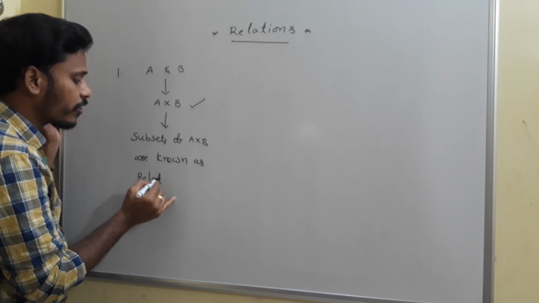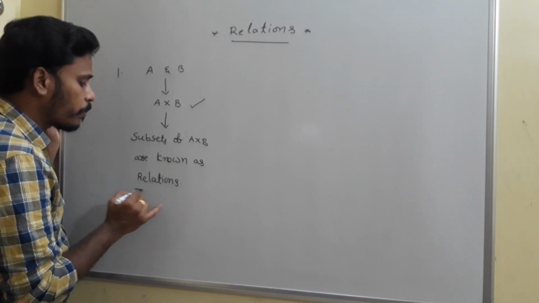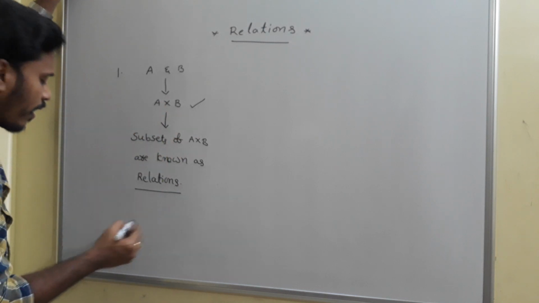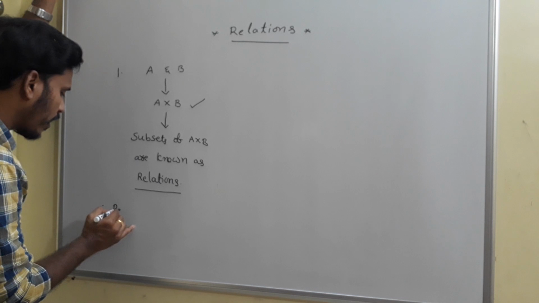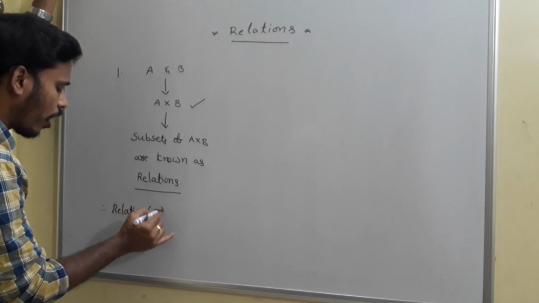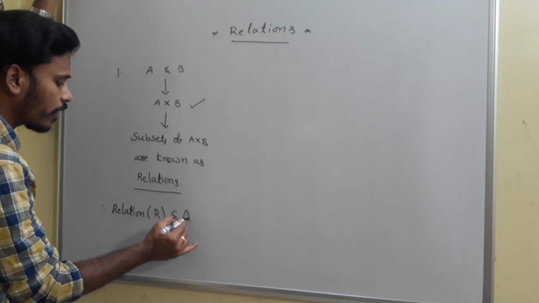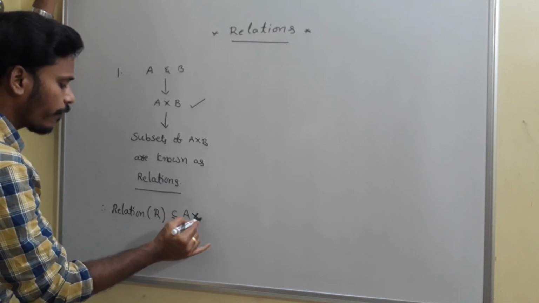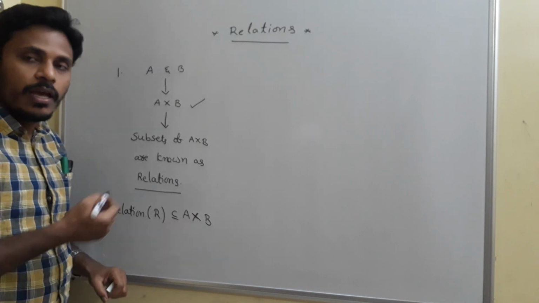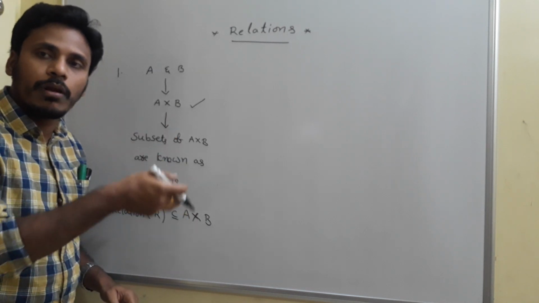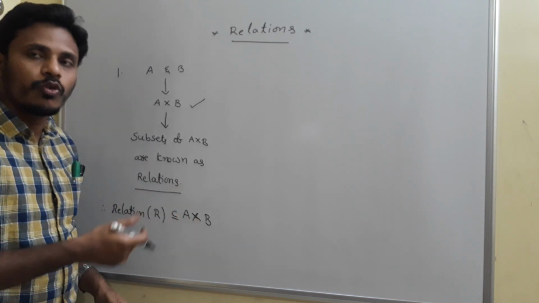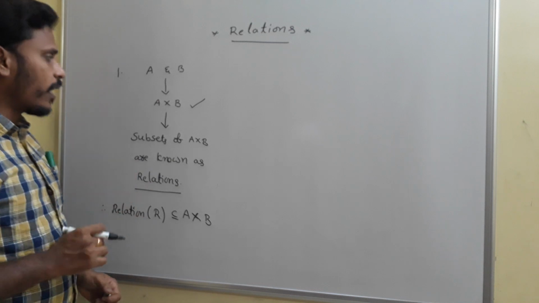At the end, relations are just subsets of A cross B. What am I defining at the end? You need to know that a relation, usually denoted by the letter R, is simply a subset of A cross B. If you are thinking about the sets A and B, then this relation is a subset of A cross B. And if your problem is related to P and Q, then the relation is a subset of P cross Q, like that.